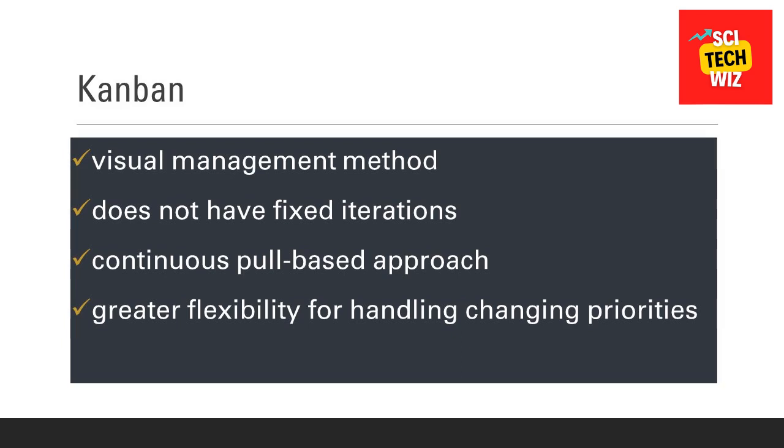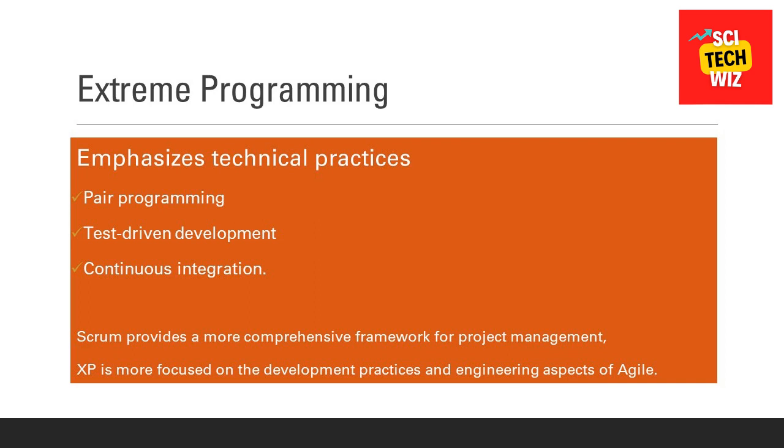Kanban is a visual management method that focuses on continuous delivery and flow. Unlike Scrum, Kanban does not have fixed iterations. That is a major difference. It relies on a continuous pull-based approach to move items through the workflow. Kanban provides greater flexibility for handling changing priorities as there are no predefined sprint commitments. Extreme programming is an Agile methodology that emphasizes technical practices such as pair programming, test-driven development, and continuous integration. While Scrum provides a more comprehensive framework for project management, extreme programming is more focused on the development practices and engineering aspects of Agile.